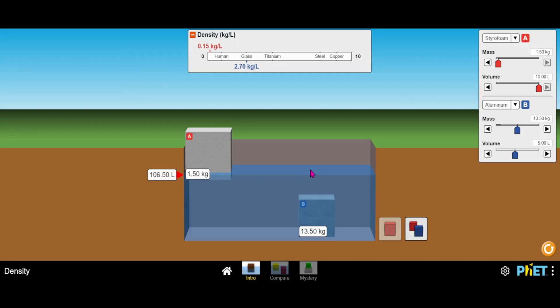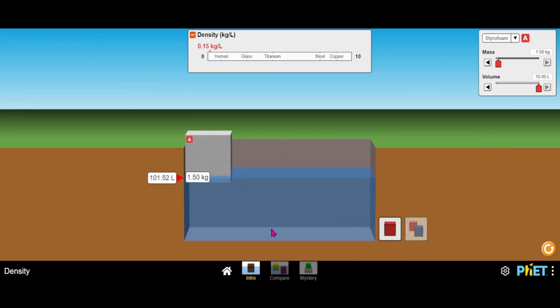Floating primarily depends on the density, right? If some substance is denser than the other one, then it will sink; if some substance has lesser density, then it will be at the top, right? If I just switch to one block, now I have two substances, this water and this block A, right? Now water is more dense than this styrofoam.